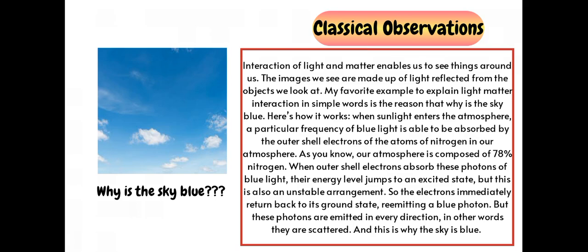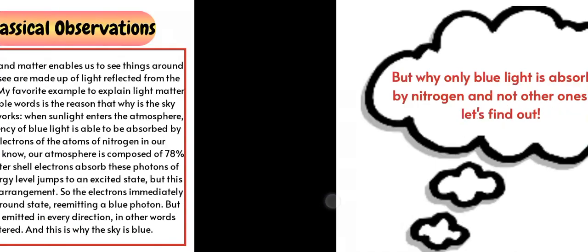When sunlight enters the atmosphere, a particular frequency of blue light is able to be absorbed by the outer shell electrons of the atoms of nitrogen in our atmosphere. As you know, our atmosphere is composed of 78% nitrogen. When outer shell electrons absorb these photons of blue light, their energy level jumps to an excited state. But this is an unstable arrangement, so the electrons immediately return to the ground state, re-emitting a blue photon. But these photons are emitted in every direction. In other words, they are scattered, and this is why the sky is blue.